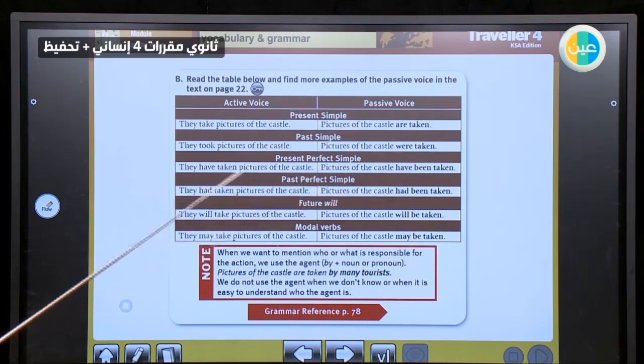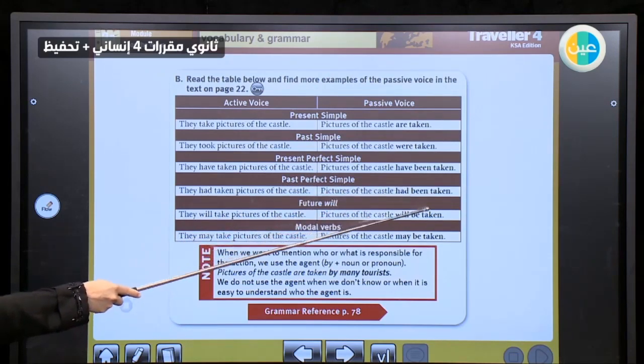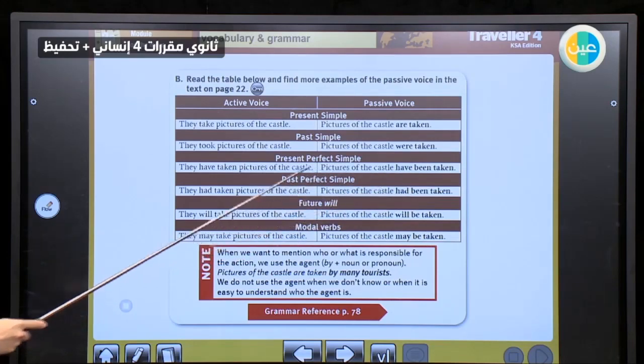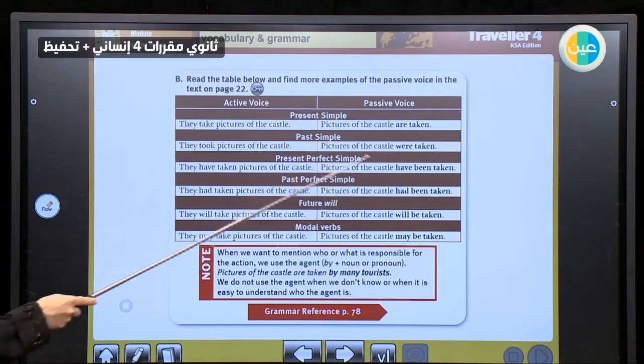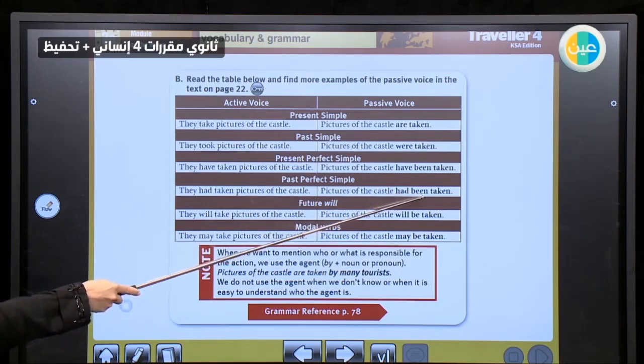Past perfect simple, in the active, they had taken pictures of the castle. We have changed it here. Pictures of the castle had been taken. So passive voice for past perfect simple consists of had plus been plus the past participle, which is taken here.